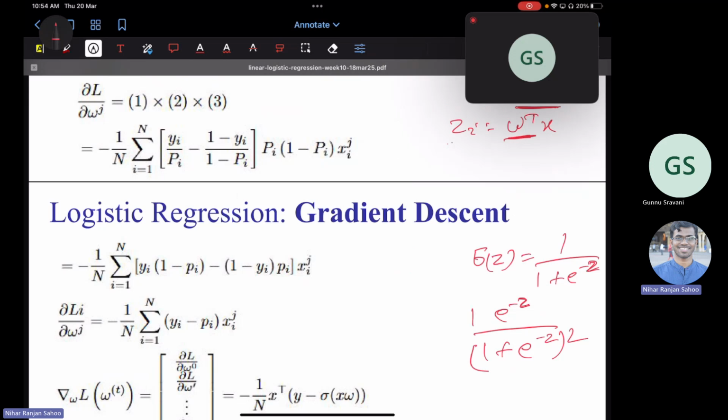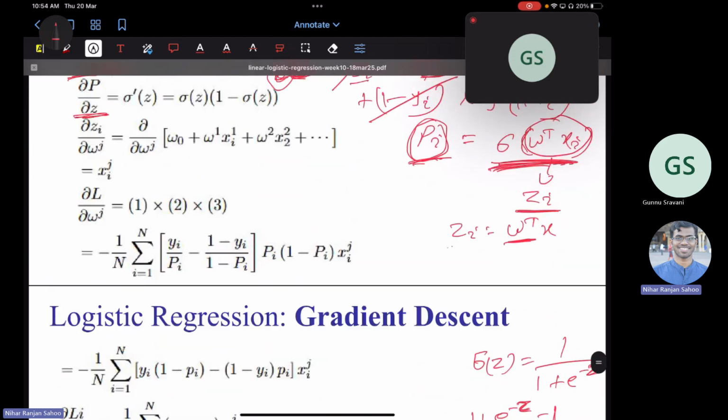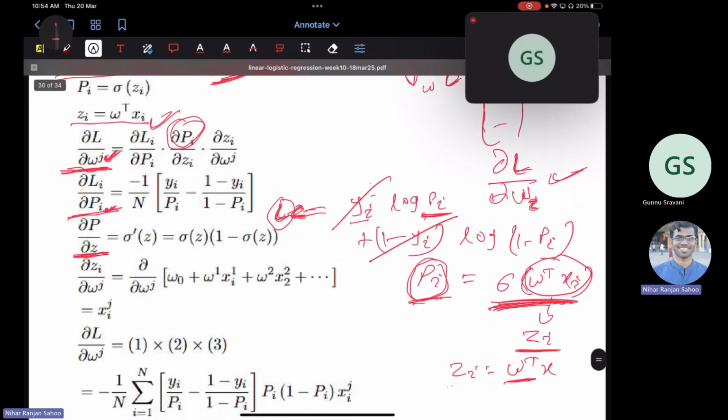Now you add plus 1 here, minus 1 here. Now you can easily simplify this, and it will be sigmoid into 1 minus sigmoid. So that's the derivative of sigmoid. This simplification you can do on your own. So that's what we have written here. The derivative of sigmoid is sigmoid into 1 minus sigmoid. And then the remaining term is Z, so you have to take the derivative of Z with respect to W.